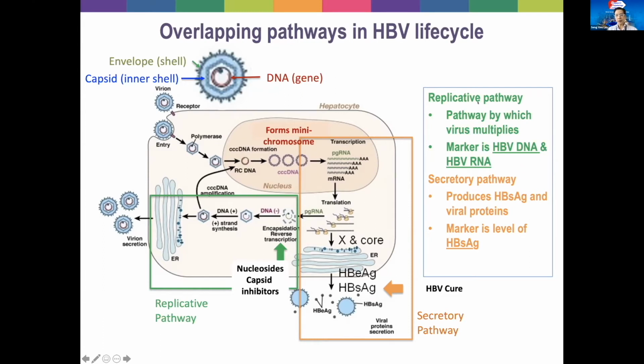So replicative pathway markers are HBV DNA and HBV RNA. And the secretory pathway is the S antigen level.